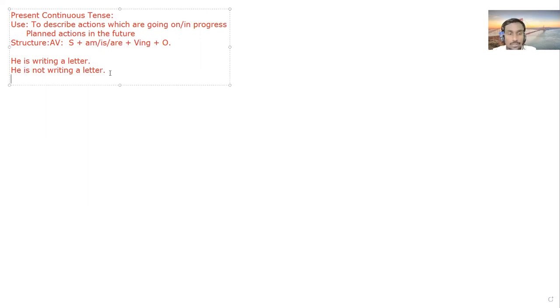Now we will make it interrogative. That means a question, a yes/no question. How to make it? Is he writing? The question begins with the helping verb, so here the helping verb is is. Then the subject, he. Then the main verb writing, and then the object as it is. So it became your question: is he writing a letter? Here the answer may be yes or no. Yes, he's writing a letter. No, he is not writing a letter.